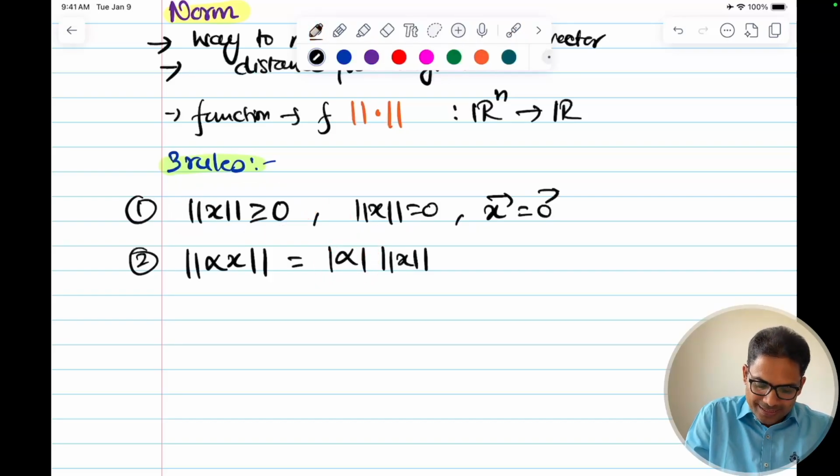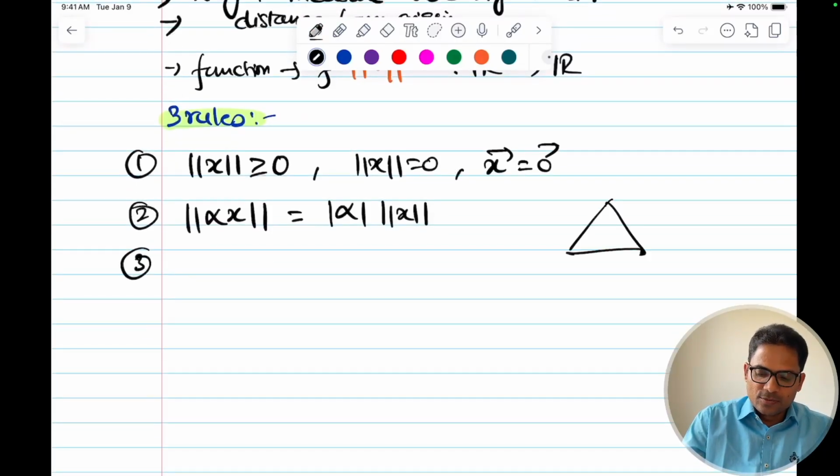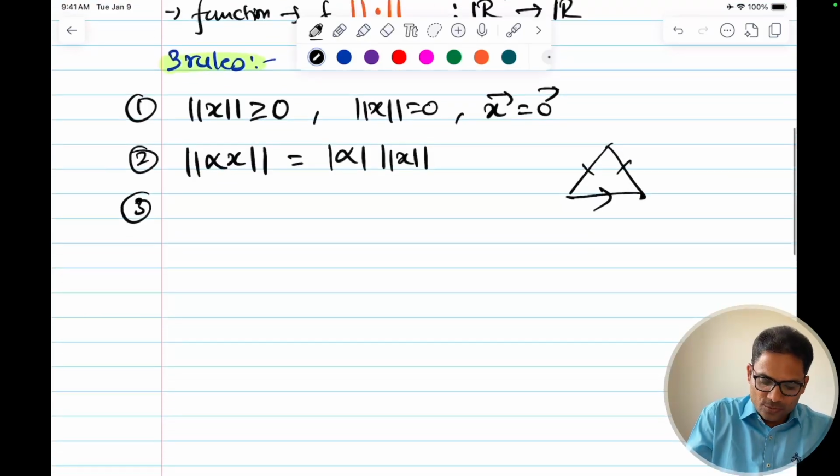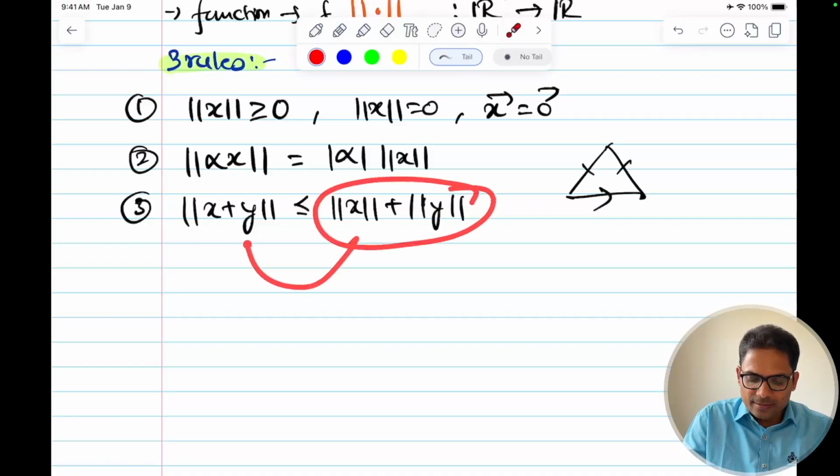Then the third rule is that it should follow the triangle inequality. Generally, in a triangle, the sum of two sides is greater than the third side. That's what these should follow. So if there are two vectors, the norm of the sum of these two vectors should be less than or equal to the sum of the individual norms. So the sum of two sides is greater than the third side.